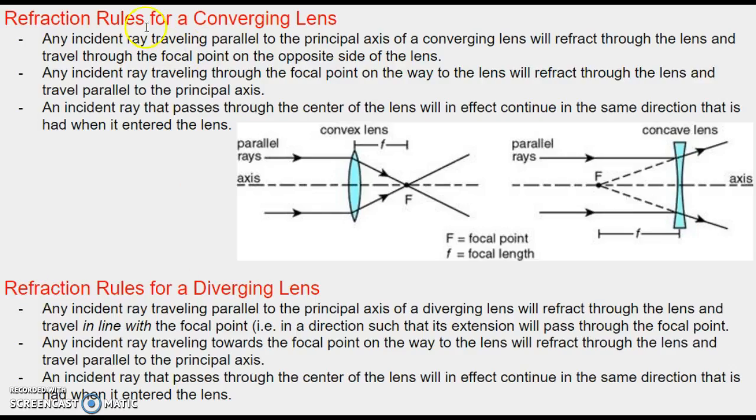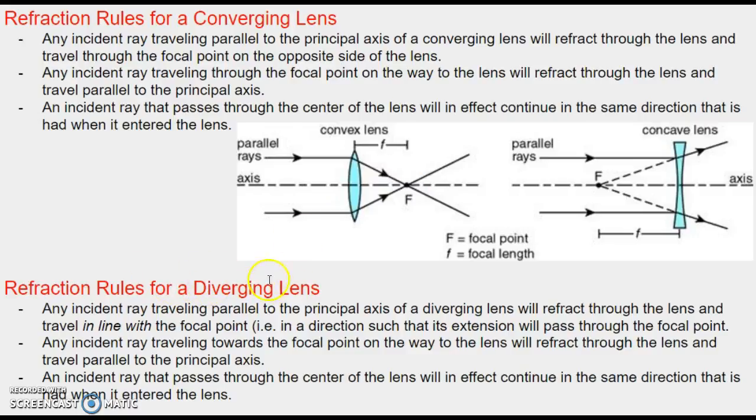This slide has a lot of words on it, but I'm just going to summarize the picture. The refraction rules for a converging lens and the refraction rules for a diverging lens. We'll do converging first. Any incident ray traveling parallel to the principal axis of a converging lens will refract through the lens and travel through the focal point on the opposite side. So this will refract, travel through the focus. This will refract, travel through the focus. If we had a light ray traveling here, it would actually travel straight through. There's no angle for it to refract to. So in this case, all rays will pass through this particular focal point.